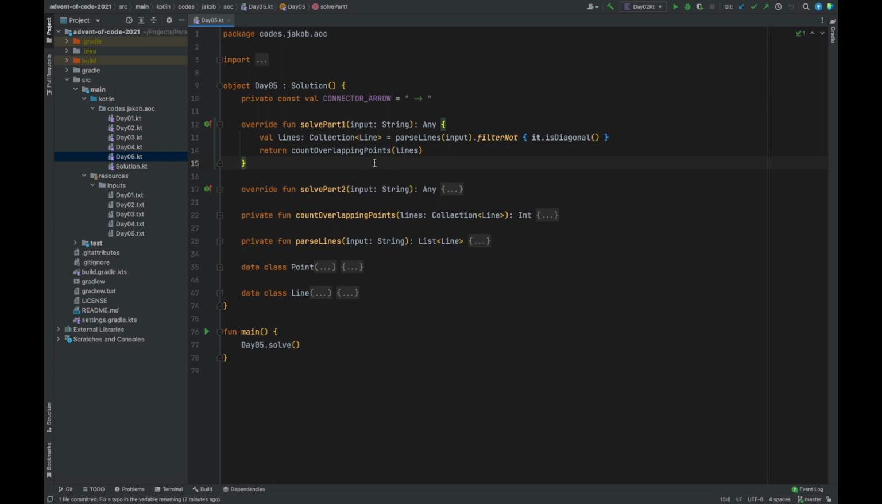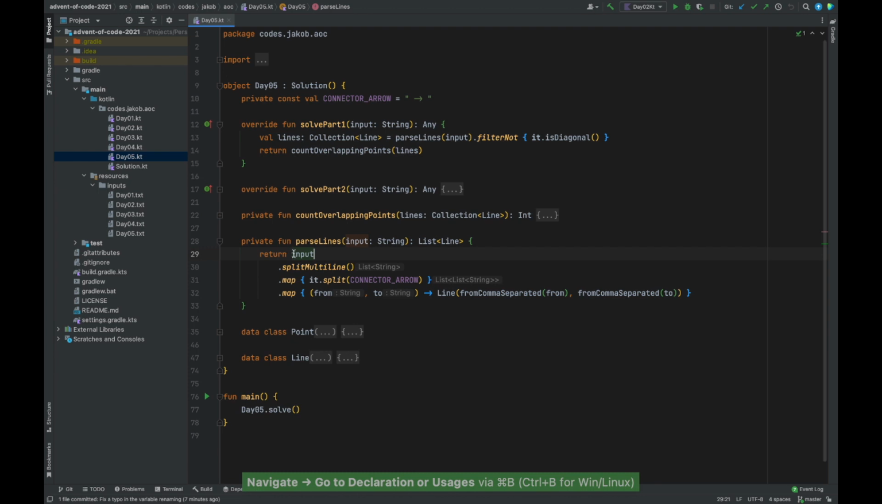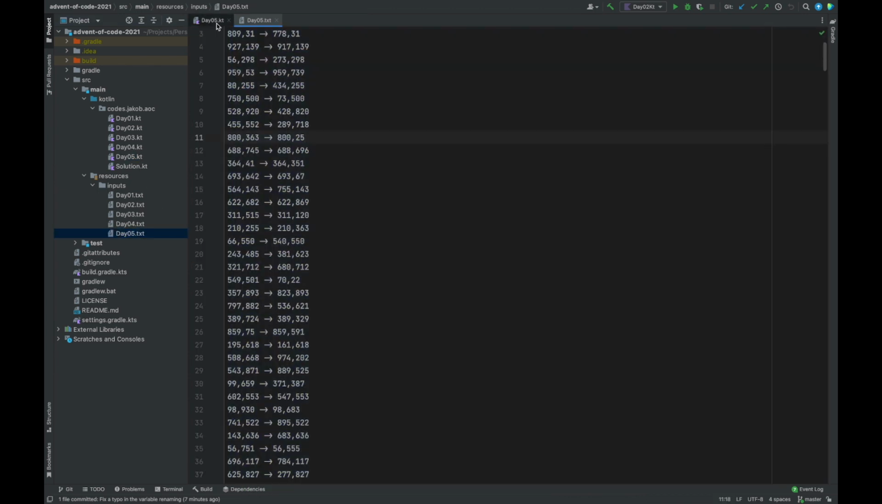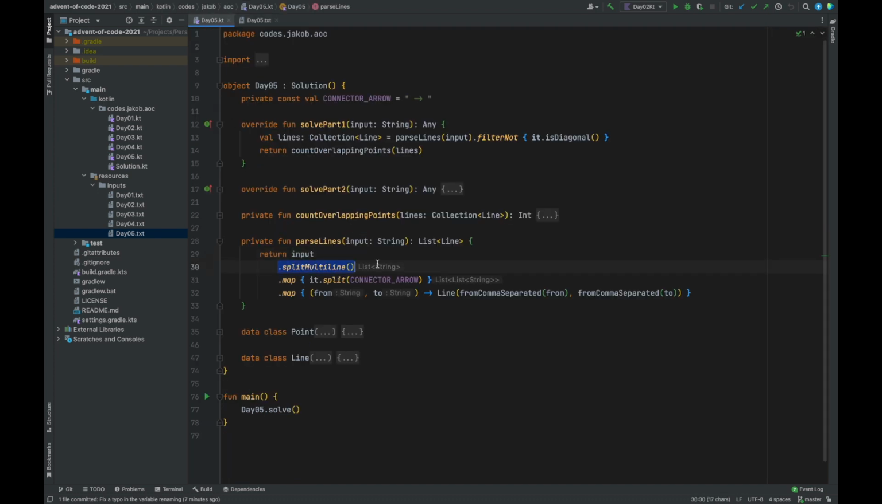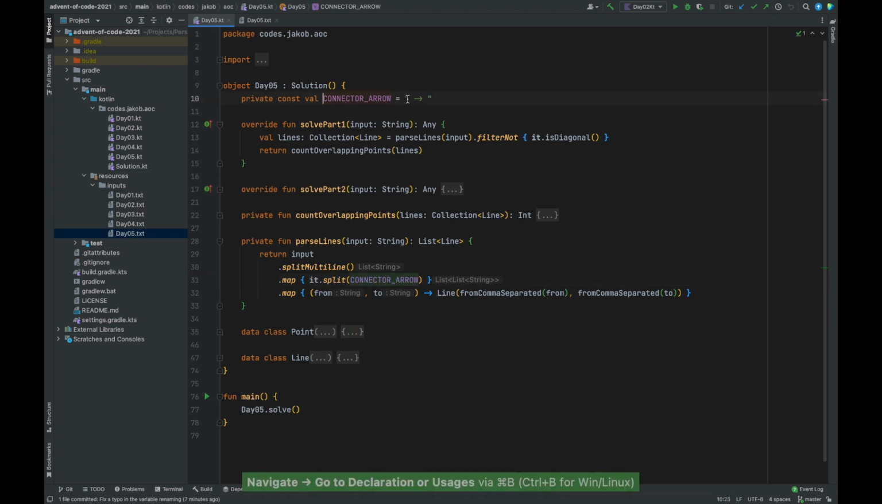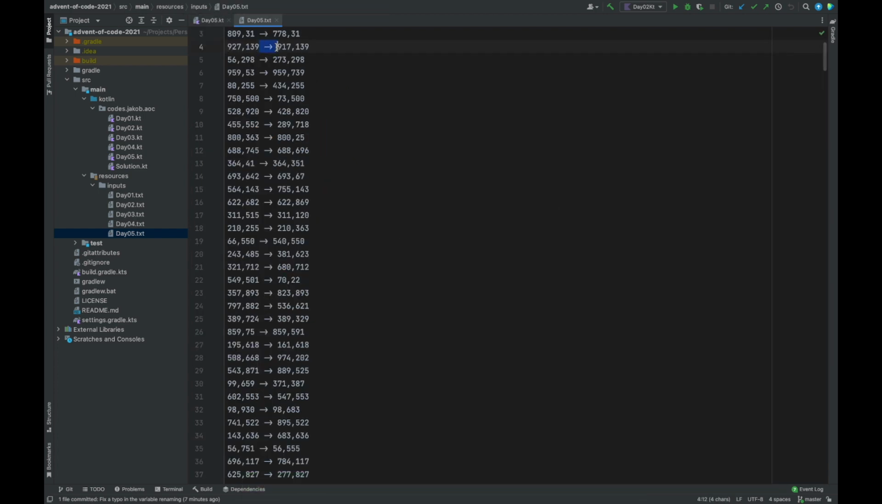So the way that I did this here is pretty straightforward. So I get all the lines, my input right here. So this is my input. And I, of course, first of all, split them by new line. That's very straightforward, right? So then we have one line per line, literally. So that's the first step. The second is to again split each line by this constant that I have here, connector arrow, which is just space, then this arrow and another space. So you split it by this, so you get the 2 points on either side.